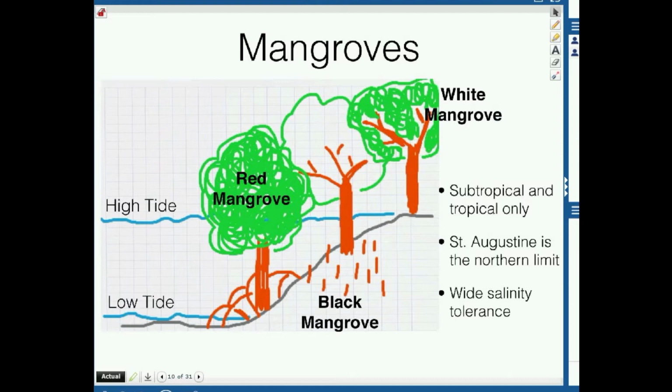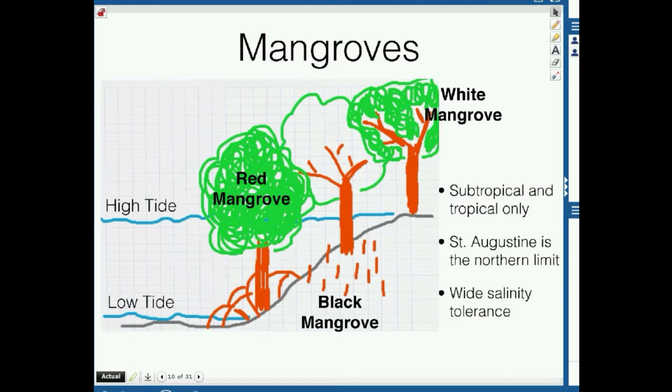Mangroves, this is a picture I drew, sorry, it's kind of bad, but I wanted to show all 3 mangroves in one picture, and that doesn't happen a lot. So a red mangrove is the kind with the prop roots. A black mangrove has those little finger-like roots, and a white mangrove is usually above the high tide. All 3 of these plants are adapted to salt water, so they can handle salt water pretty well. And so they are important coastal trees. If you remember, plants and vegetation can help with sedimentation, reduce erosion.